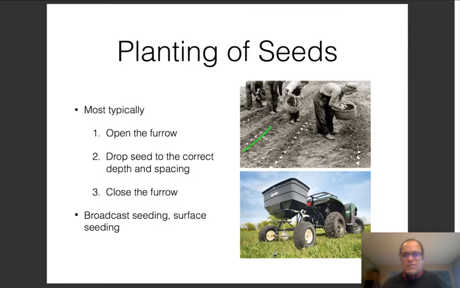Down here you see the transfer case causes a platform here to rotate, and there's a regulator that allows seed to drop onto that platform, and that platform rotates and throws the seed.